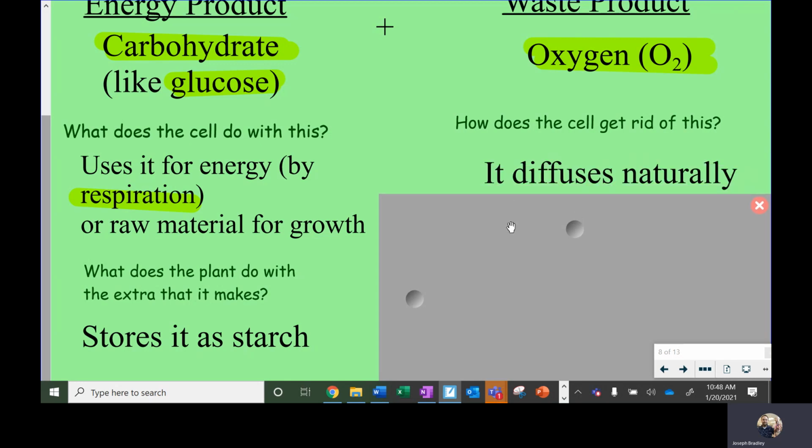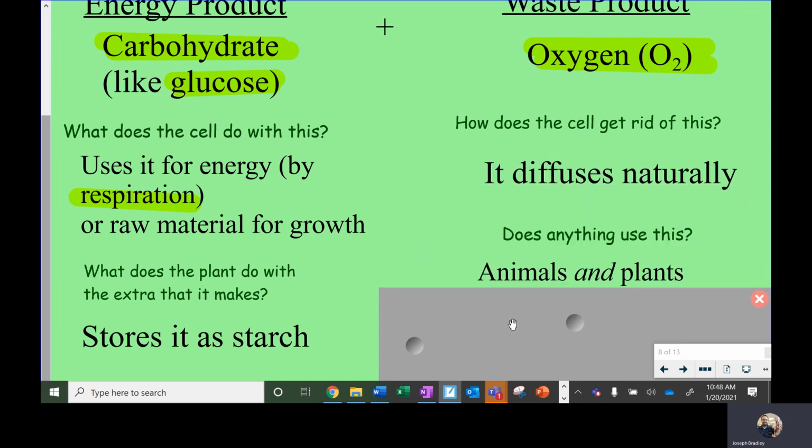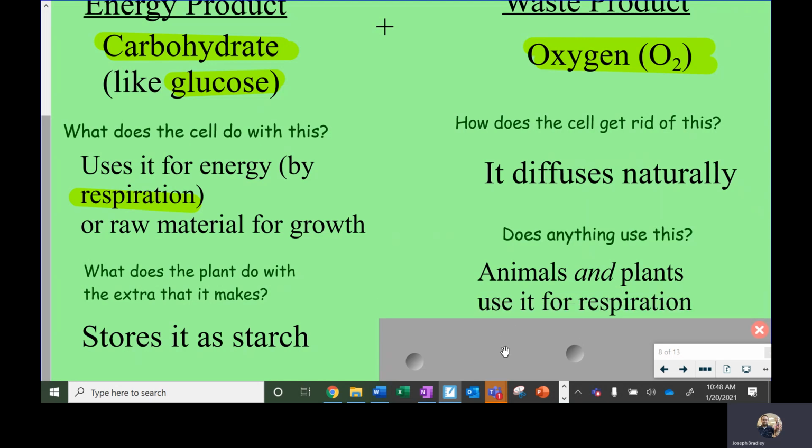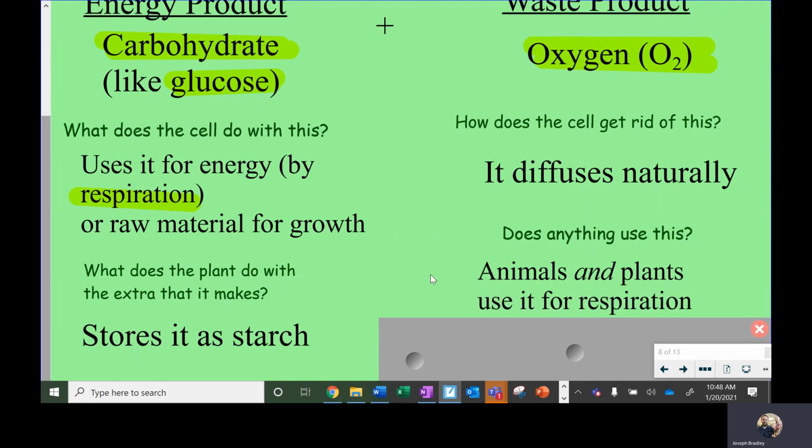Oxygen, it's actually going to use some of its own oxygen. So even though we're saying oxygen is a waste product, the plant is going to use oxygen. The plant requires oxygen. That's why we say earthworms are good for plants, because the roots need the ability to get oxygen down to them. Earthworms making all their little tunnels allows the oxygen to get down into the roots. So oxygen is used by animals and plants for respiration.